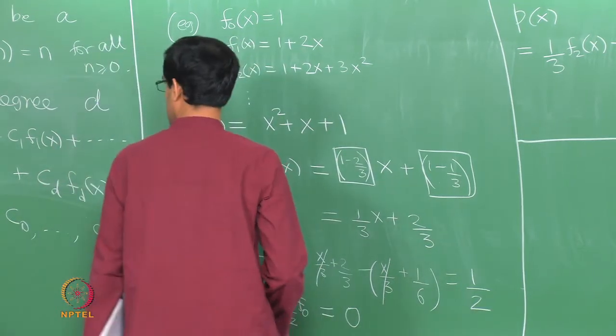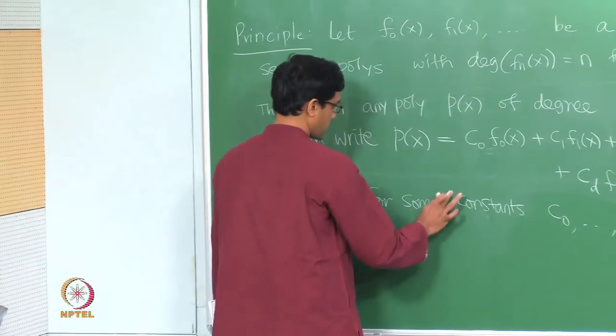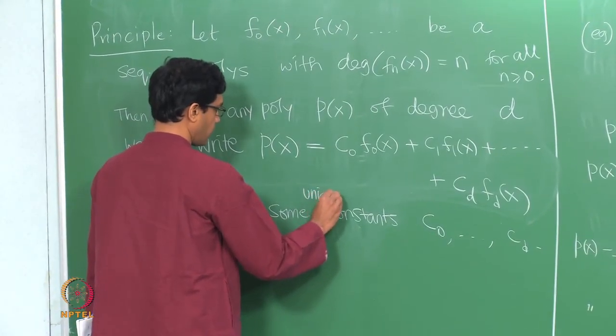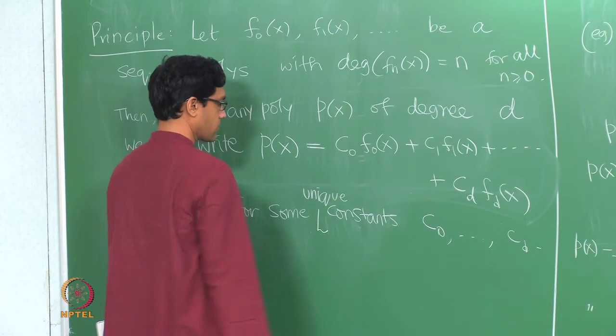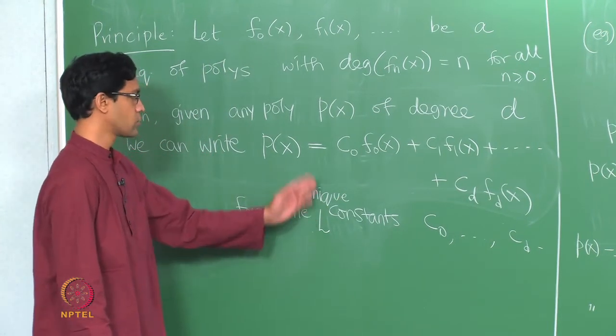So that is an important principle. The other important thing here is that these constants are really unique. So I should also say one further thing, for some unique constants C0, C1, C2 till Cd. Okay. So there are no two ways of doing this.